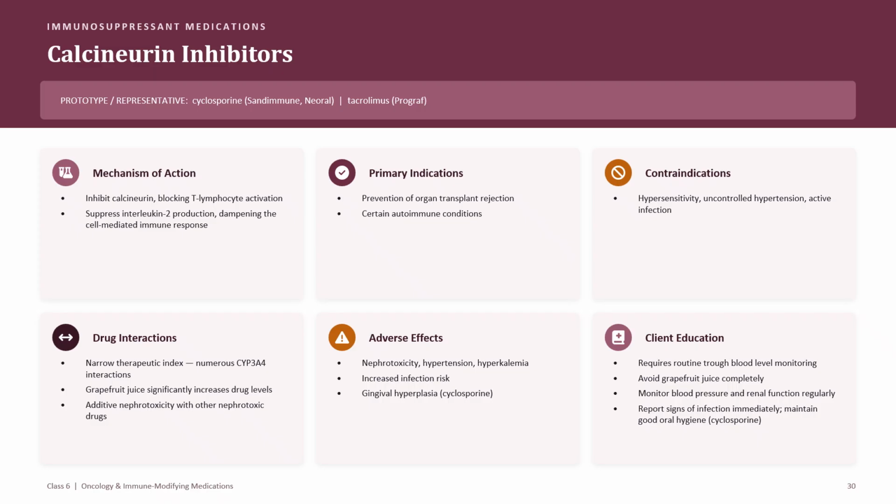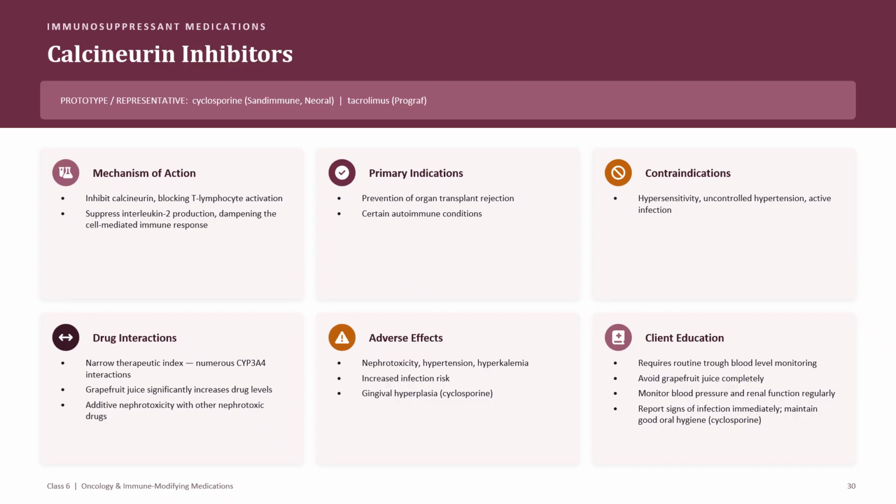Moving right along into the immunosuppressant medications. This section is almost the mirror image of what we just covered. Instead of an immune system mistakenly attacking the body's own joints, here we are intentionally suppressing a perfectly healthy immune system on purpose so that it doesn't attack something and perceive it as foreign, like a transplanted organ.